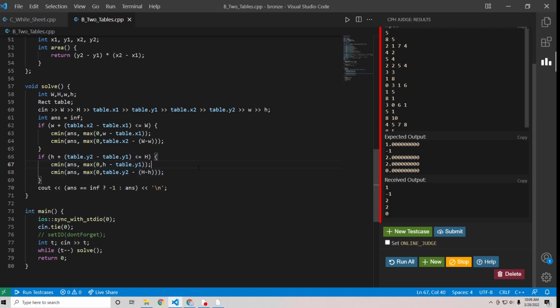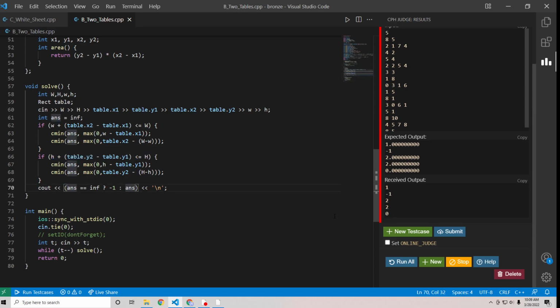Then at the end of this, if the answer is still infinity, it means that both this condition and this condition were false, and therefore both tables cannot fit in this room. So we have to output -1. If not, we would have calculated an answer that's less than infinity, because at least one of these conditions was true, which means that either widthwise or height-wise, both tables could fit in the room. And so we have an answer for sure. So we just output the answer.